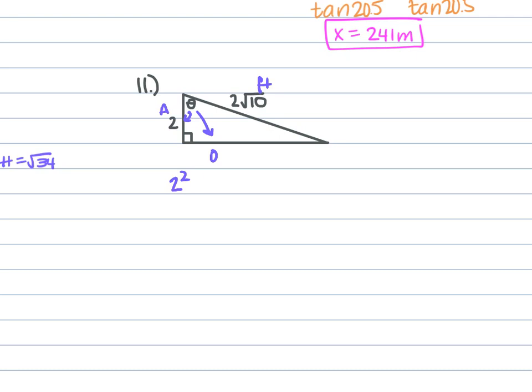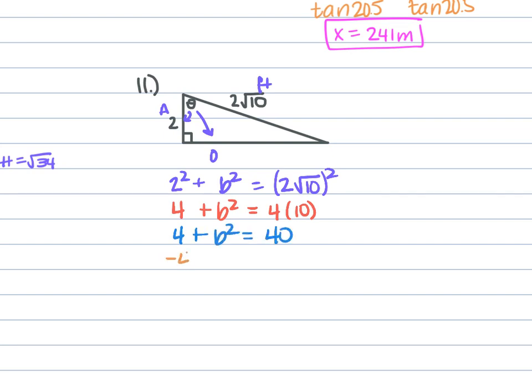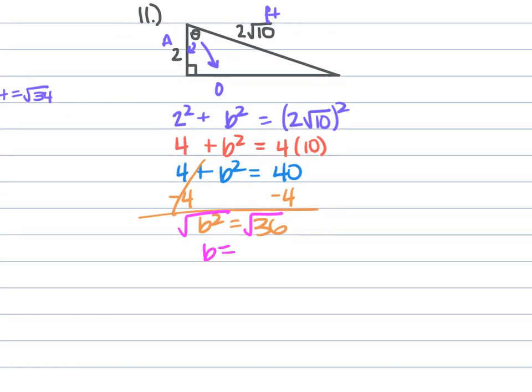So let's do 2 squared plus b squared is equal to 2 square root 10 squared. So it's going to give us 4 plus b squared is equal to 4 times 10, which is 40. We're going to subtract the 4 from each side to get b squared is equal to 36. We take the square root of each side to get that b is equal to 6. So our opposite is 6 here. Let's write all these down. Opposite is 6. Adjacent is 2. Hypotenuse is 2 square root 10.